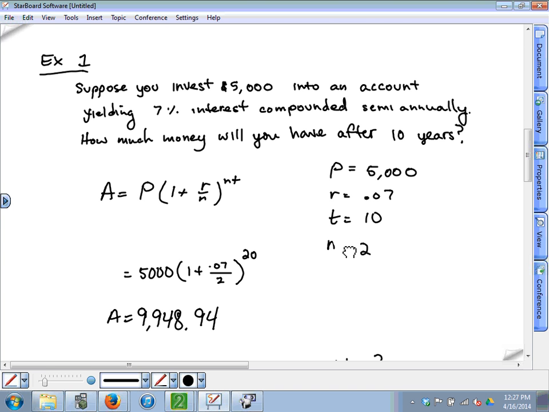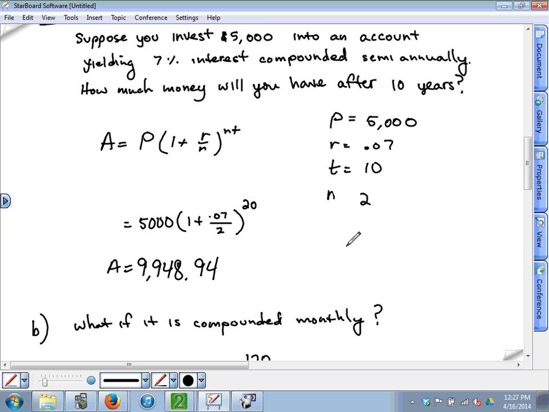Let's actually do that. Let's do part B here. What if it's compounded monthly? We would assume that this is going to be a pretty big increase, right? Because instead of compounding twice per year, this is compounding 12 times per year. That's got to be, what, $1 billion? What are we thinking? Maybe 100,000? Tens of thousands?